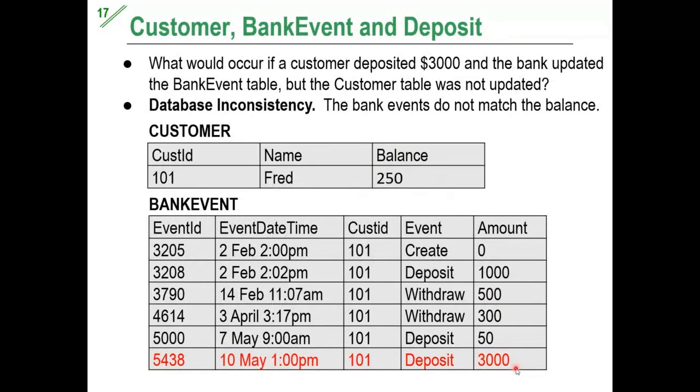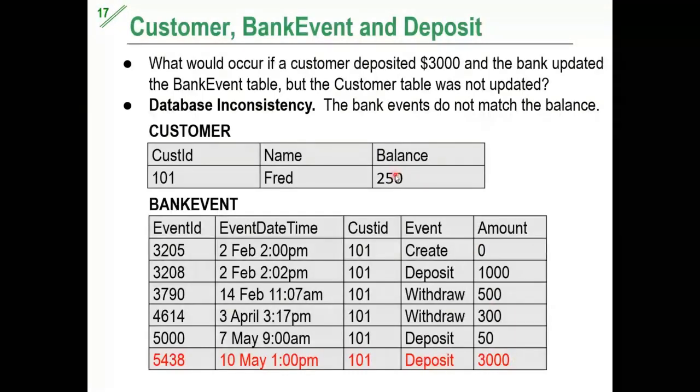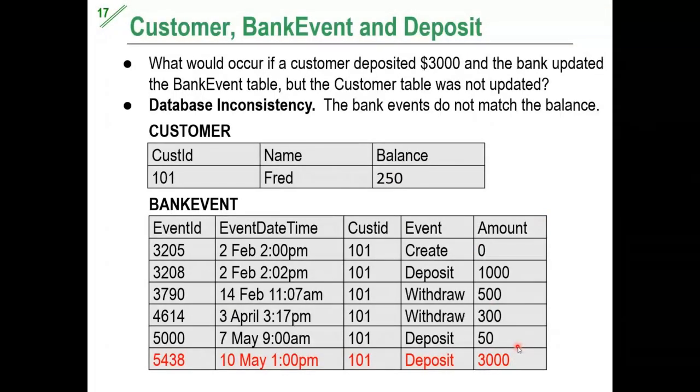So what will happen if the bank updates the customer's balance, but does not insert a row into the bank event table, right? Do we have a consistent database now? No, right? We don't have a consistent database. There is one value there that does not match the value associated in this column. So that is the inconsistency. That is what we mean by inconsistency, right?